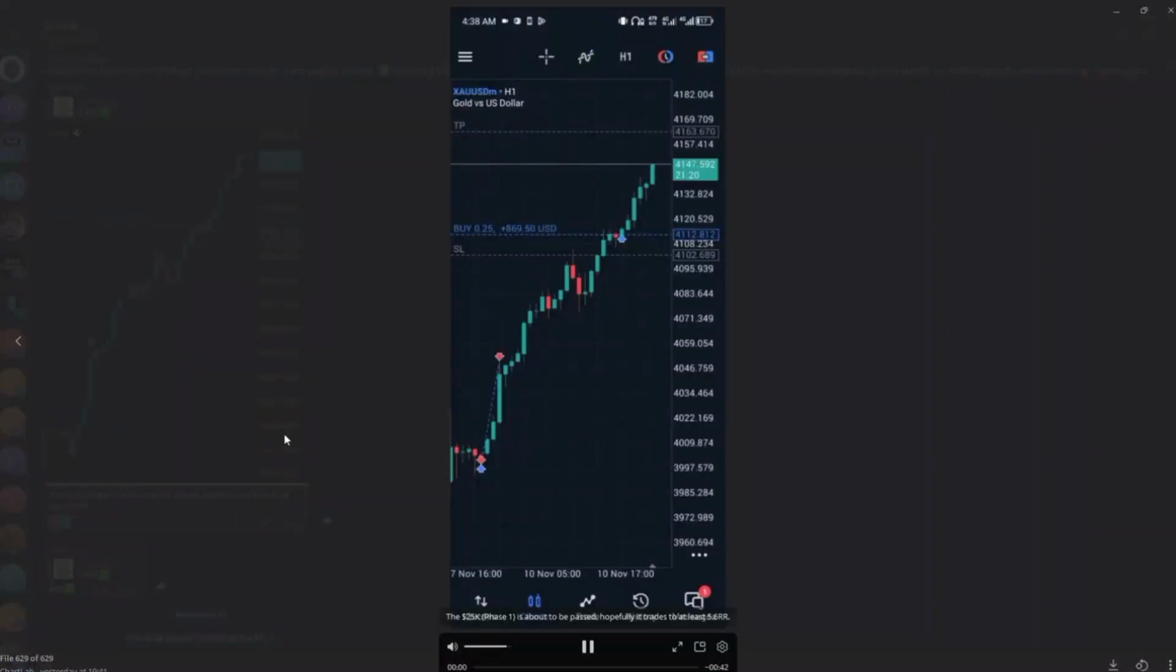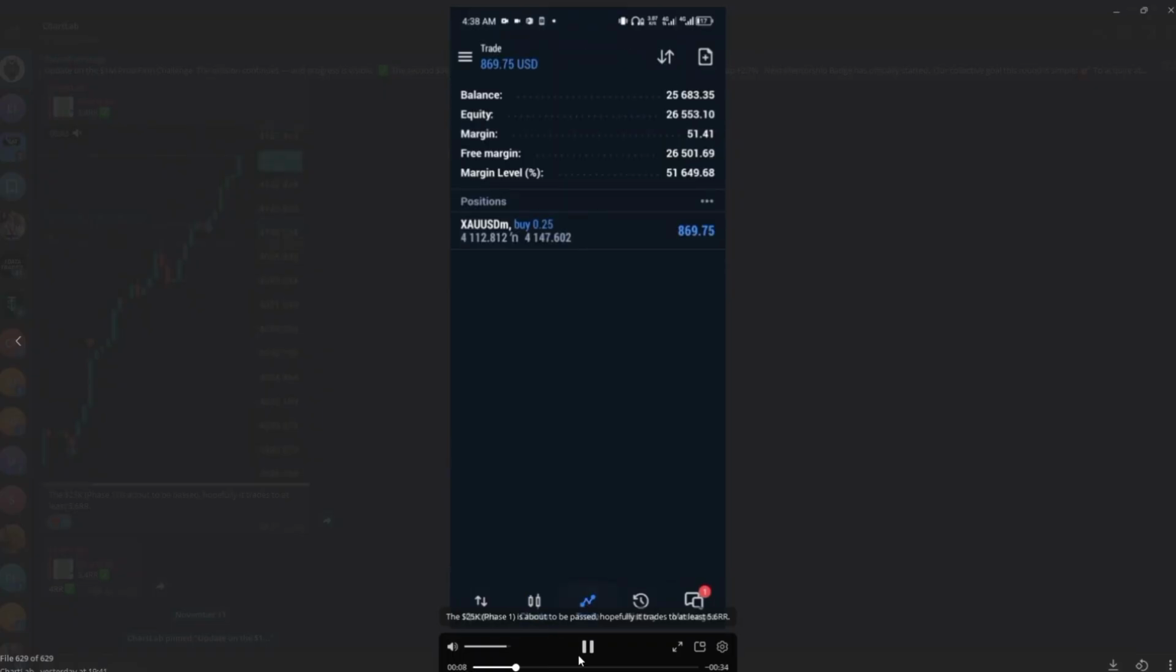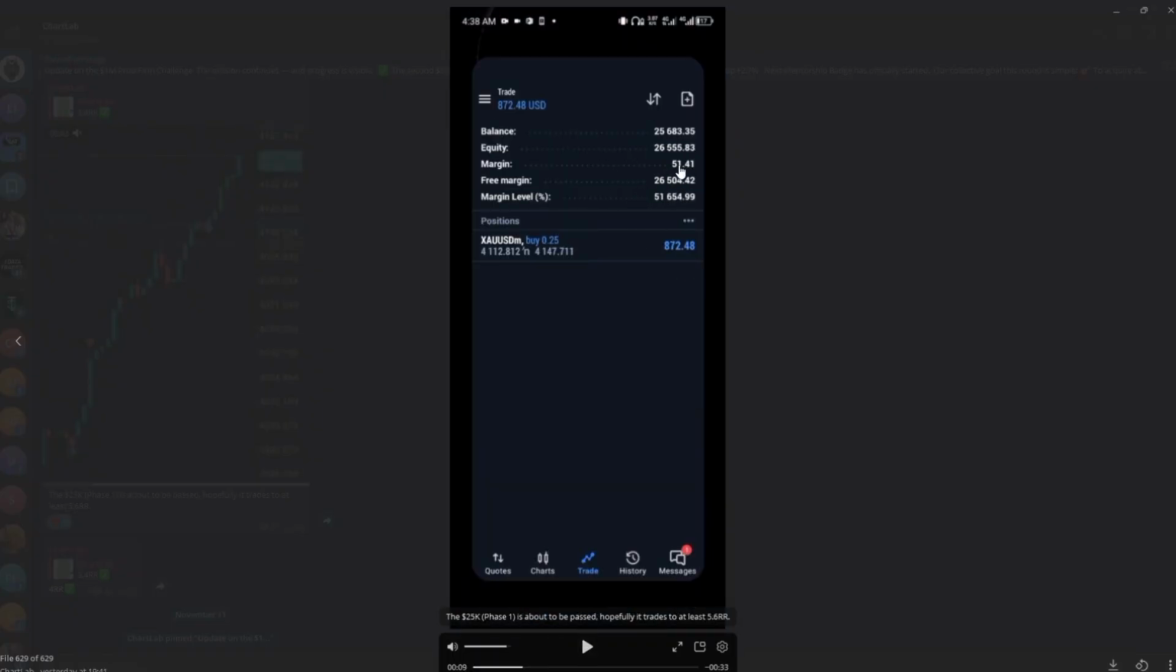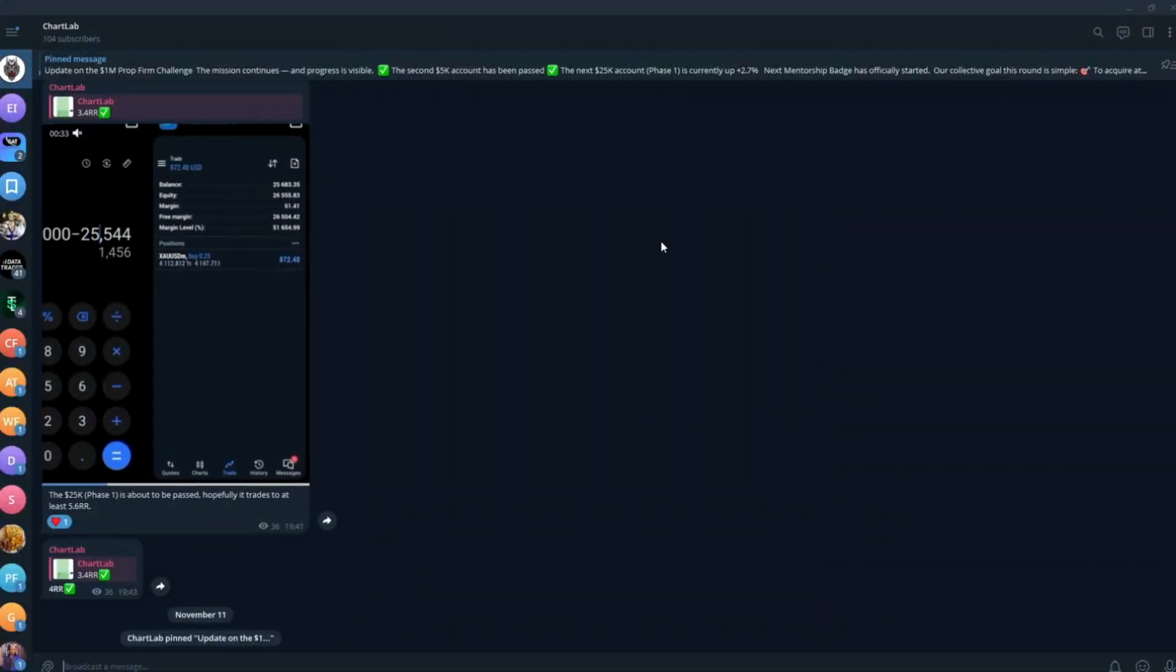And if you scroll down, this is actually a trade that I took on it, a trade that is currently running and about to pass, right?